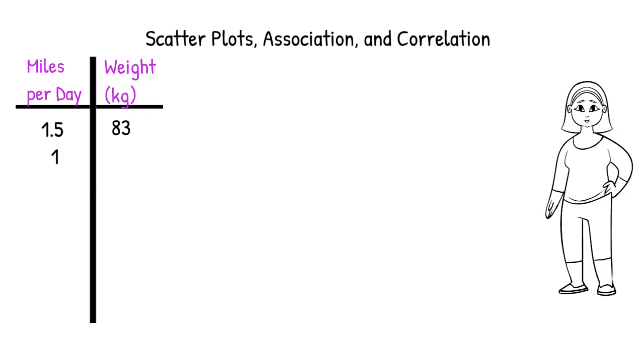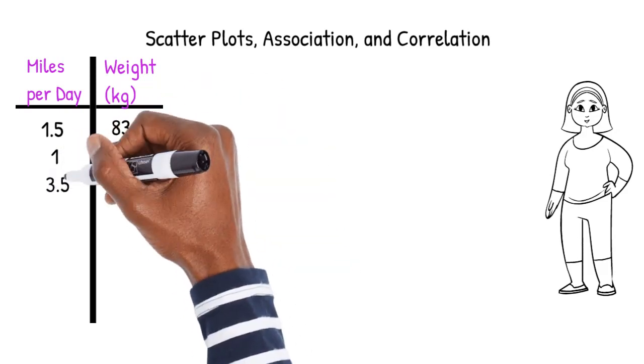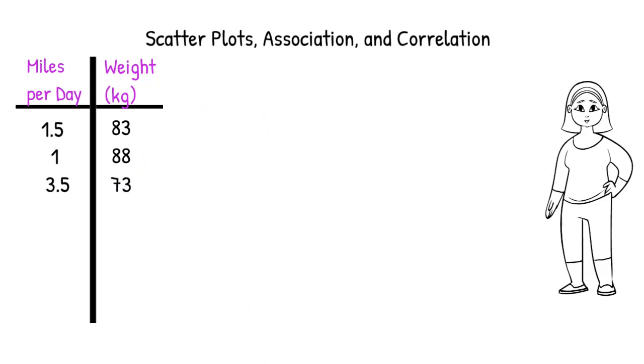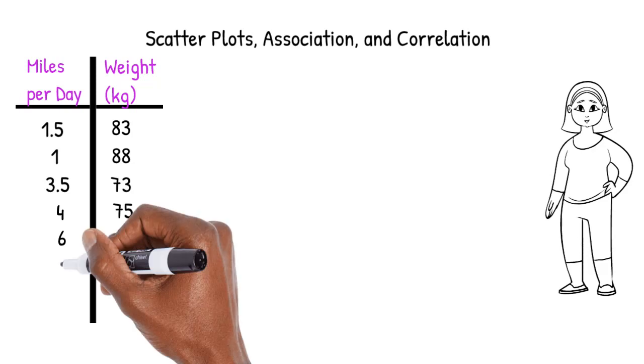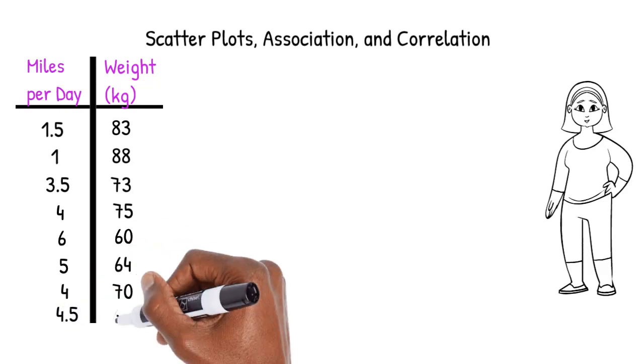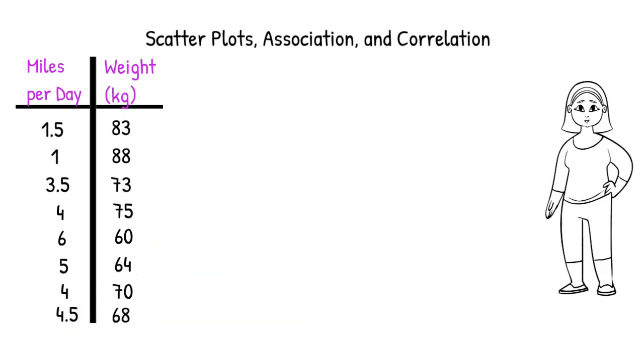The second woman walks an average of 1 mile and weighs 88 kilograms. The next woman walks 3.5 miles and weighs 73 kilograms. The next one walks 4 miles and has a weight of 75 kilograms. 6 miles, 60 kilograms. 5 miles, 64 kilograms. 4 miles, 70 kilograms. And our final person walks 4.5 miles and weighs 68 kilograms.